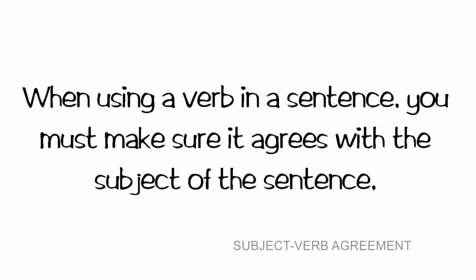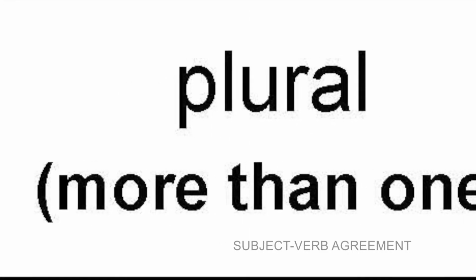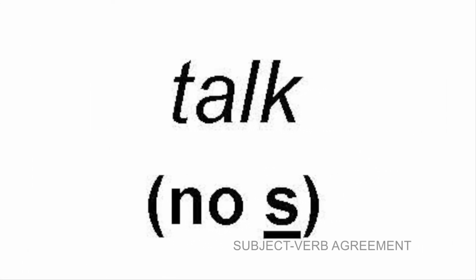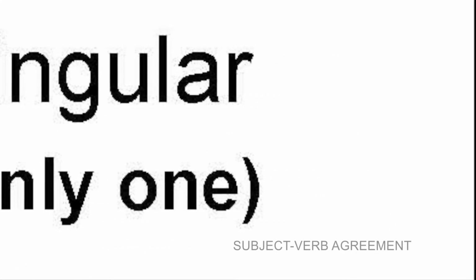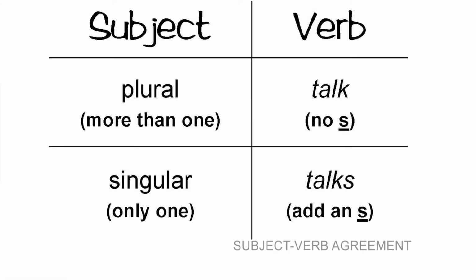When using a verb in a sentence, you must make sure it agrees with the subject of the sentence. This chart is located at the front of your booklet on the explanations page under subject-verb agreement. It's showing that if the subject is plural, meaning more than one, then the verb will not have an S. If the subject is singular, meaning only one, then the verb will have an S. Let's look at an example of what this means.